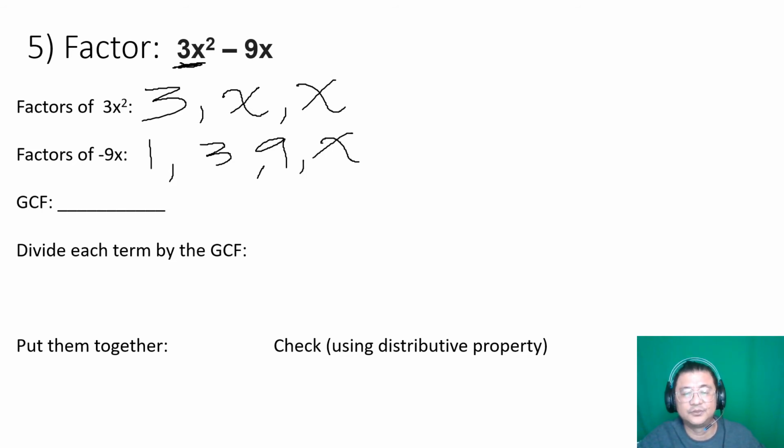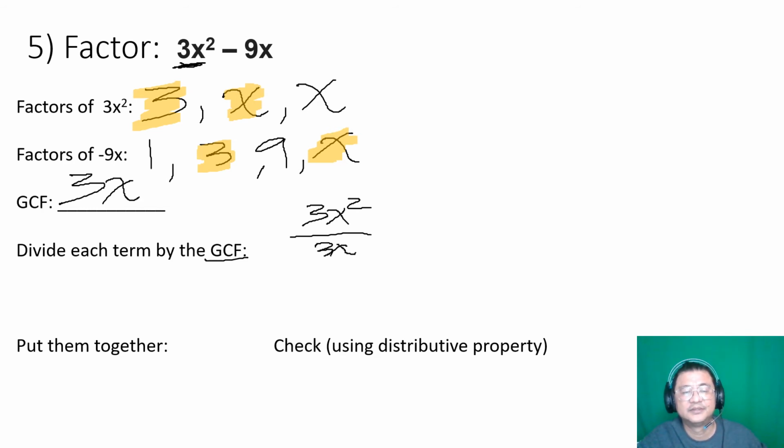So the next thing we need to do is to get what's common. What's common is 3 and x. Put them together. So now I know that my GCF is 3x. Okay, so divide each term by the GCF. So let's start with 3x squared divided by 3x. That's actually 3 times x times x, divided by 3x. Guess what? These cancel out and the remaining expression is x.